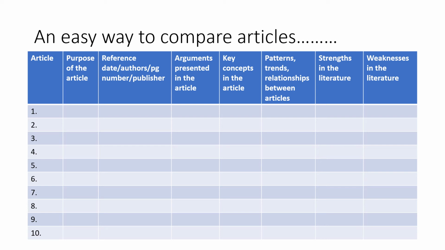Next, go back through the articles again and look for the patterns and trends. Okay, what did you see that was similar? What did you see that was different? And the last two columns, do the same thing for any strengths that were mentioned in the literature and any weaknesses you've found in the literature.